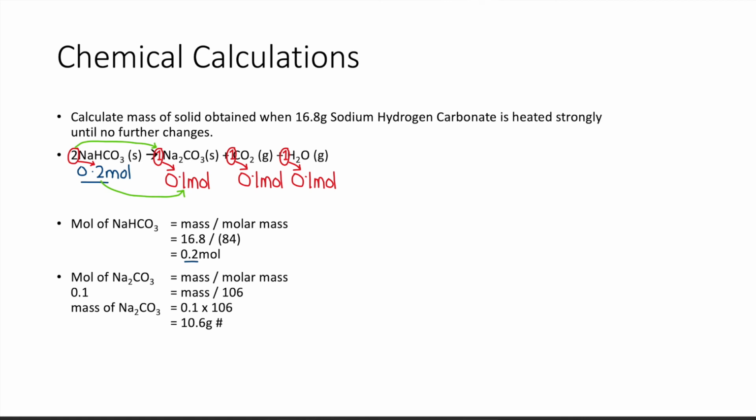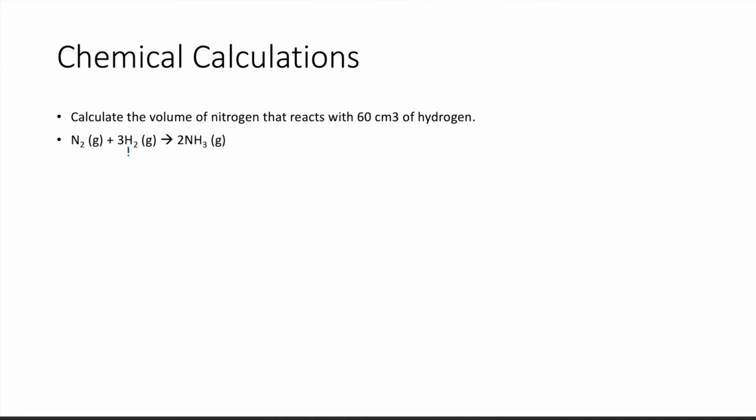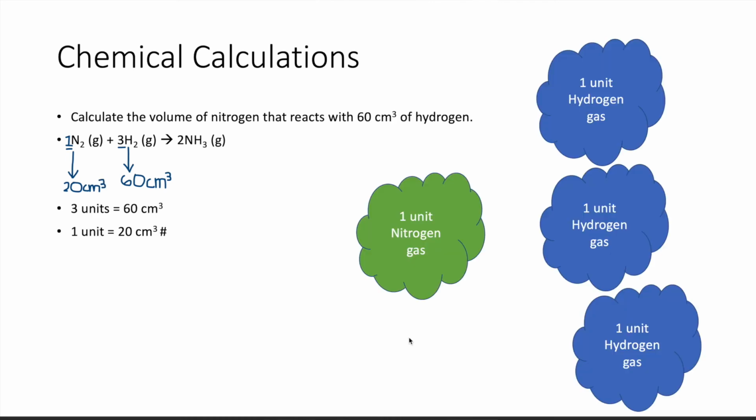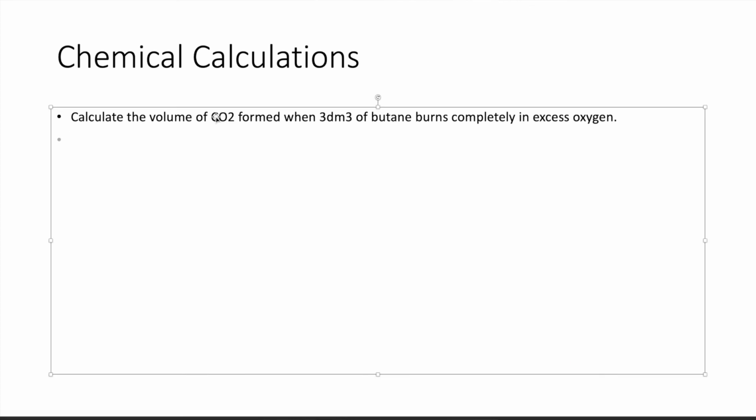Having this equation, calculate what volume of nitrogen reacts with 60 cm cube of hydrogen. And remember that gases react by their volume, which is controlled by the number of particles inside. So if 3 units represents 60 cm cube, 1 unit represents 20 cm cube, right? That's the answer.